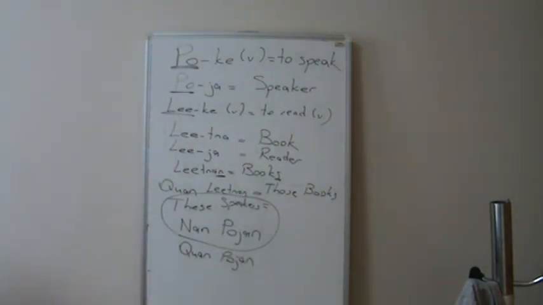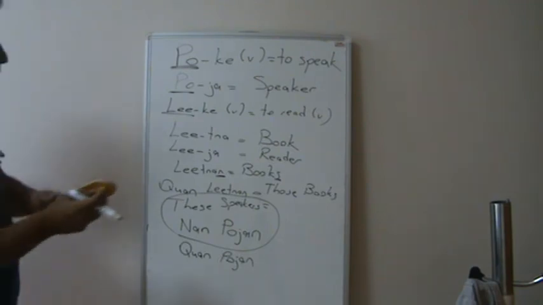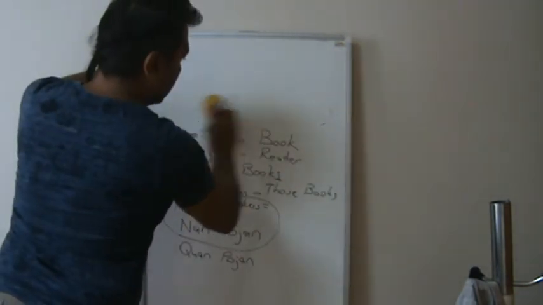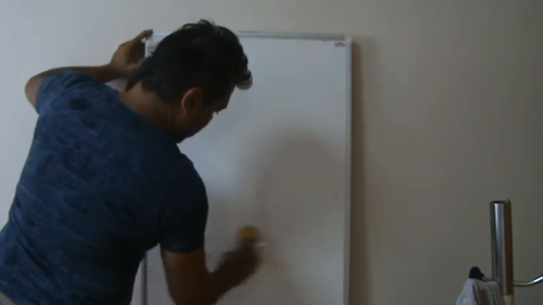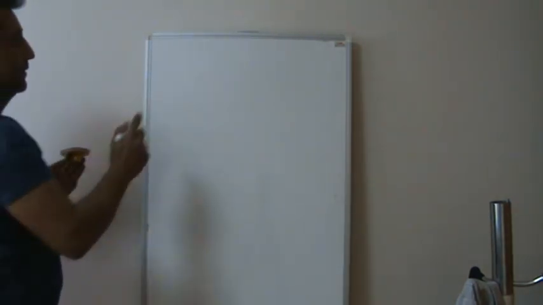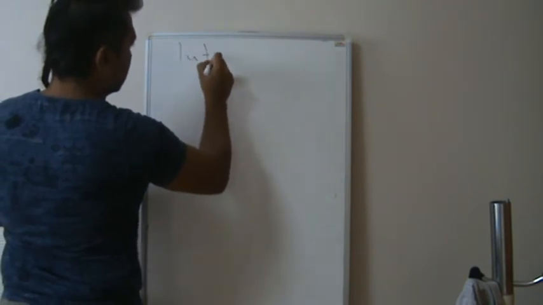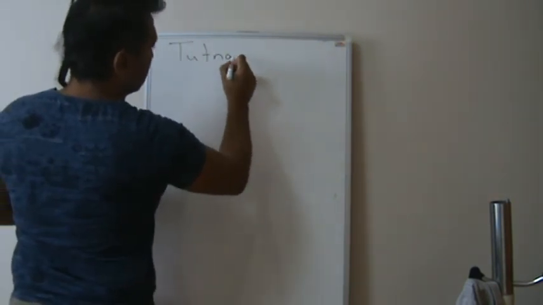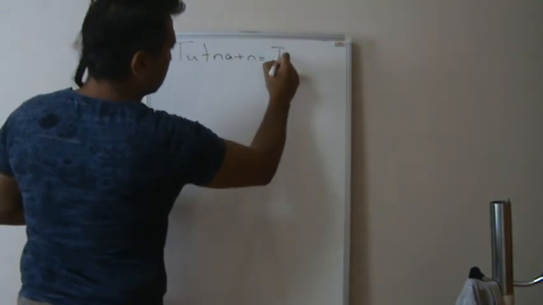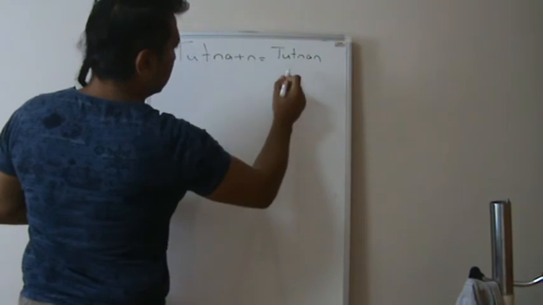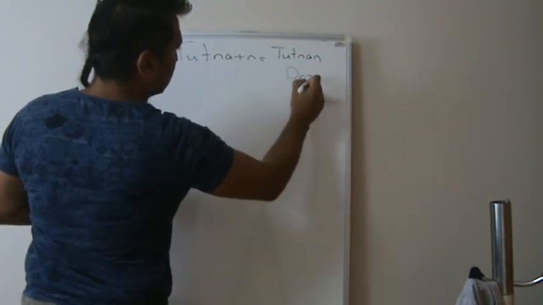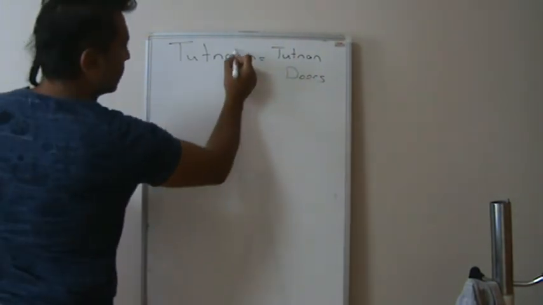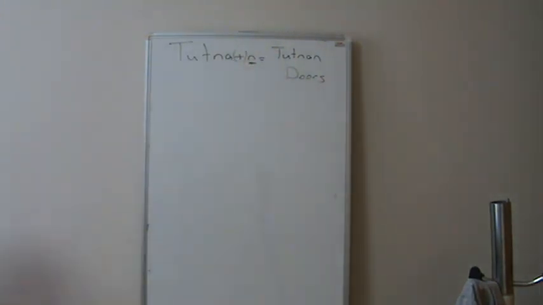Okay, and it goes like this. So, as we mentioned, how we make plural forms from the singular forms. We have already shown that we simply add the an suffix: tutna plus an, tutnan. Tutnan means doors, right? Doors. We have added an, doors.